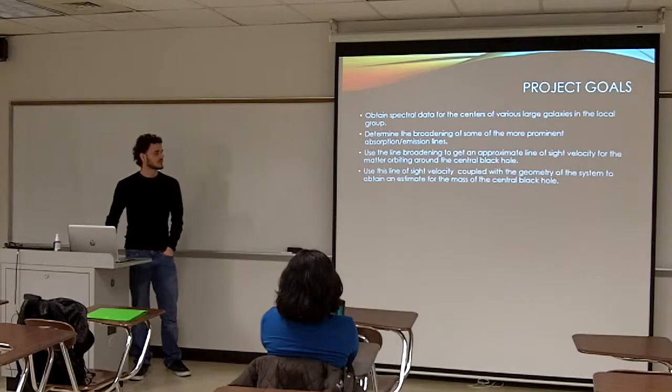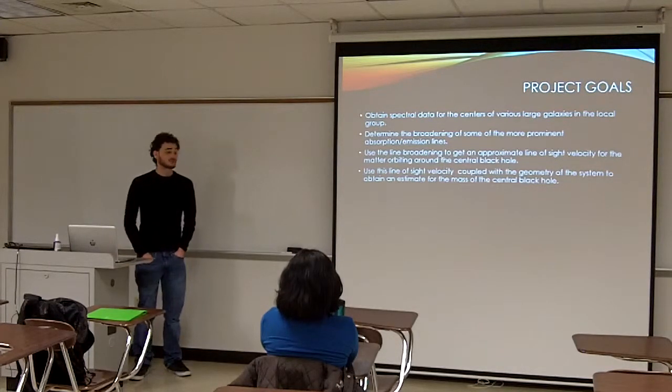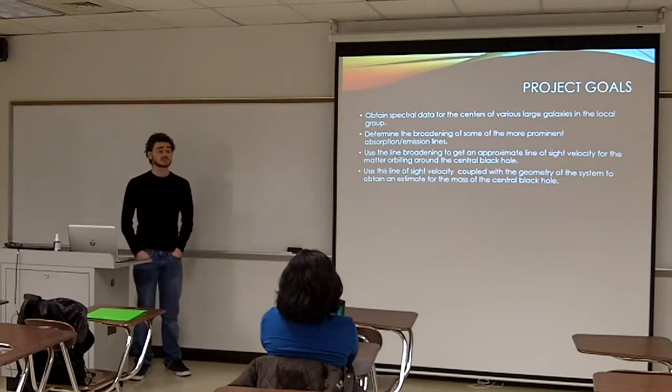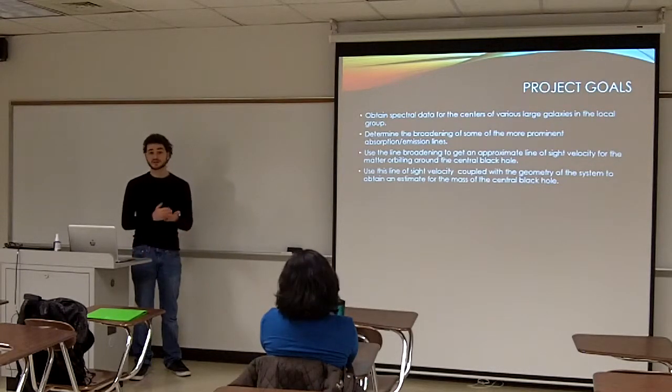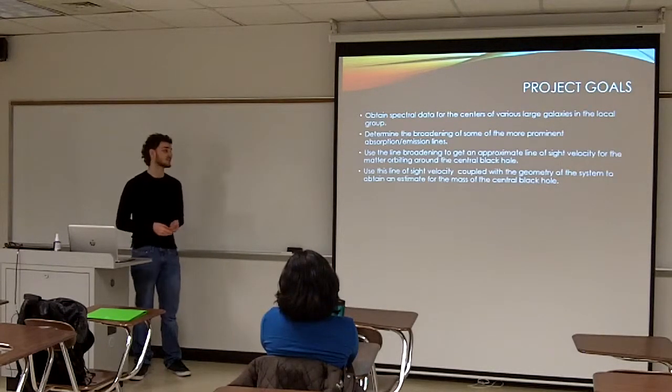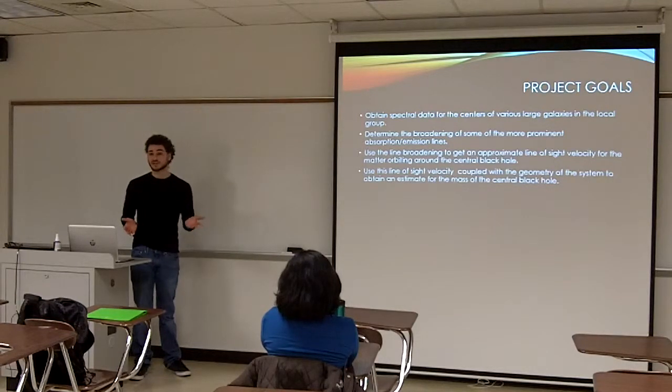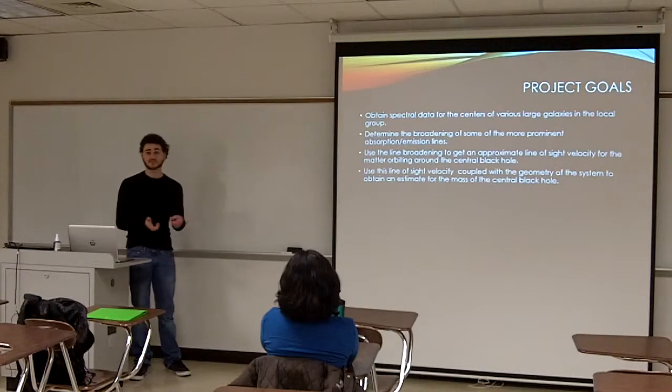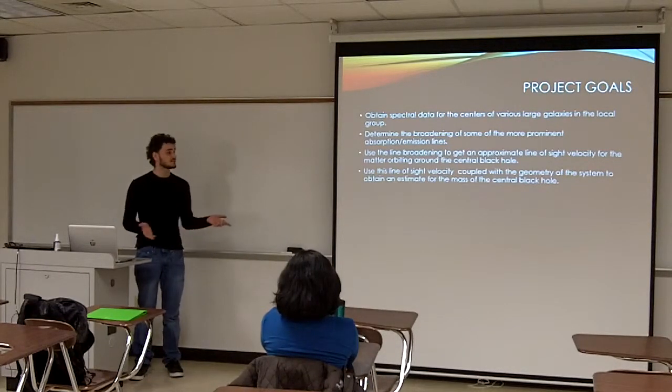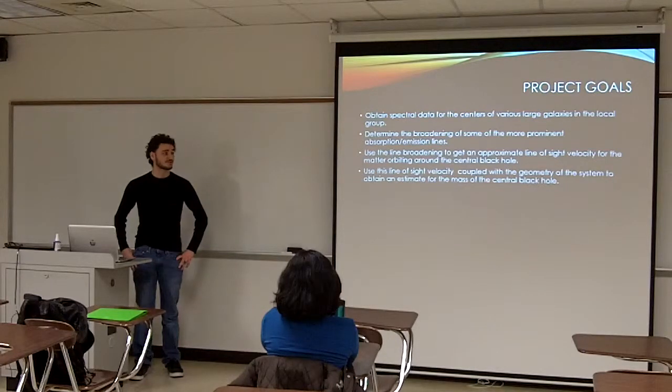All right, now to my actual project. What I'm trying to do is look at spectral data, plot it, determine, first of all, where some of the more prominent spectral lines are, try and determine how broad they are, use that broadening via the velocity equation I just showed you to get a line of sight velocity, then use that coupled with some of the geometry of the system to try and estimate a mass of the central black hole.